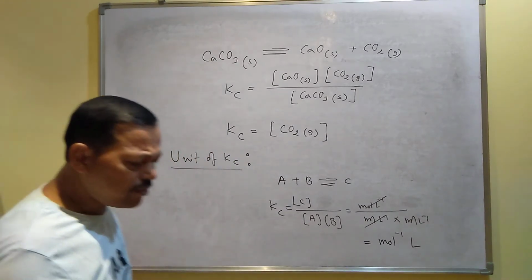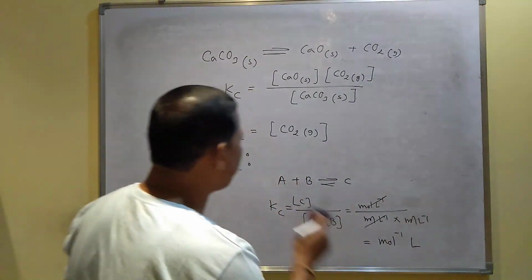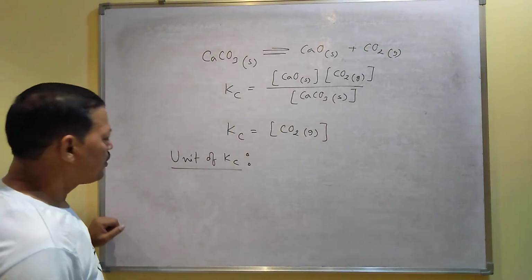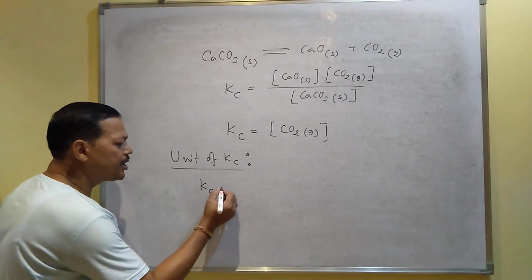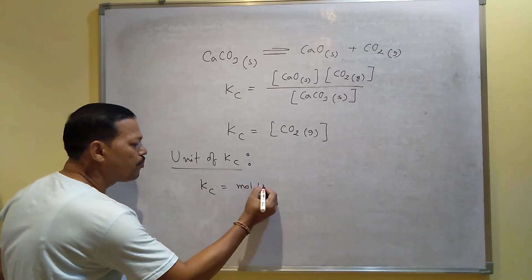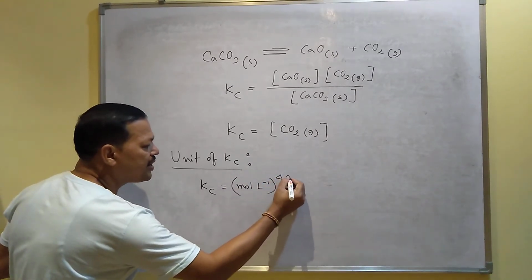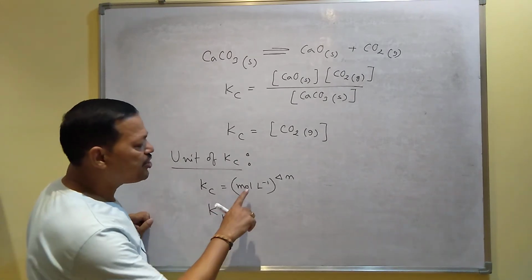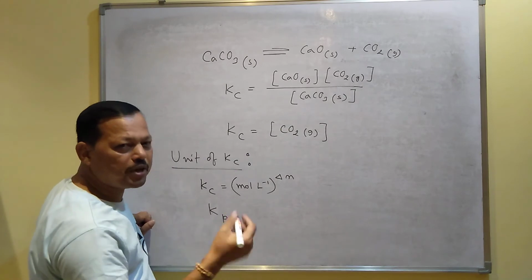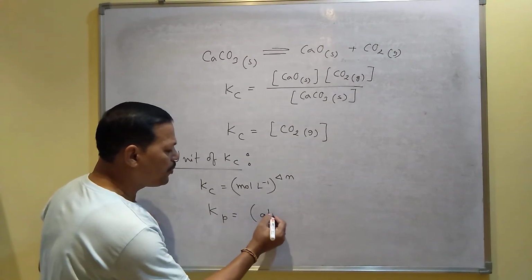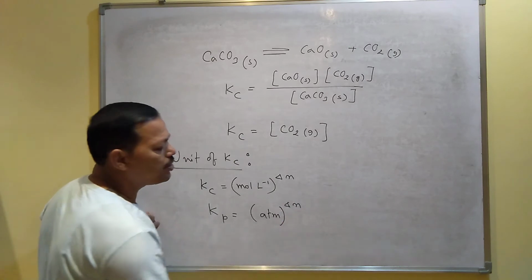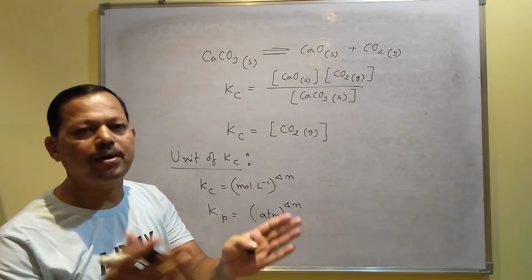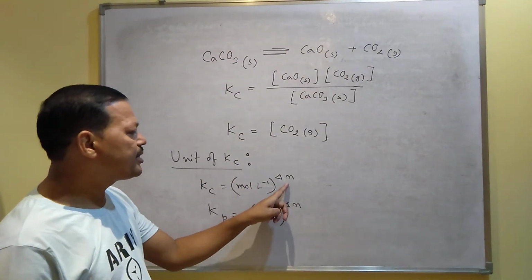Now I give you a general formula to find out the unit of Kc. Always apply this formula: mole per liter whole to the power delta n. Similarly for Kp, which is in terms of pressure: the concentration unit is mole per liter, and the pressure unit is atmosphere or Pascal. If you apply atmosphere, then atmosphere to the power delta n. What is delta n? Delta n means number of moles of product minus number of moles of reactant. That is the value of delta n.